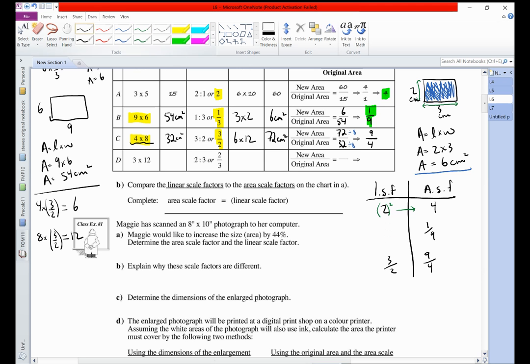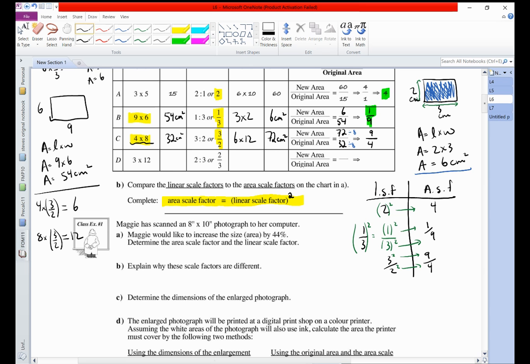write this over here more, 1/3. What's going to happen is if you square the whole thing, it's like squaring the top, 1 squared over 3 squared. Well, 1 squared, 1 times 1 is 1, and 3 times 3 is 9. So if we square this one, 3 squared is 9, 2 squared is 4. So you can say that right here, the area scale factor is equal to the linear scale factor squared.